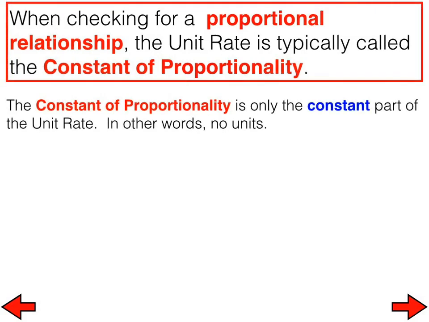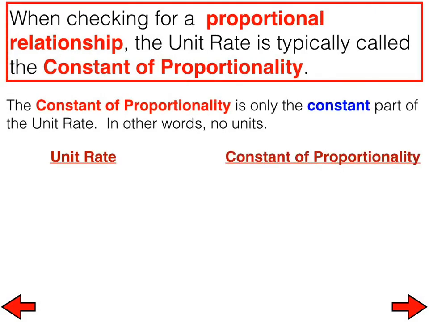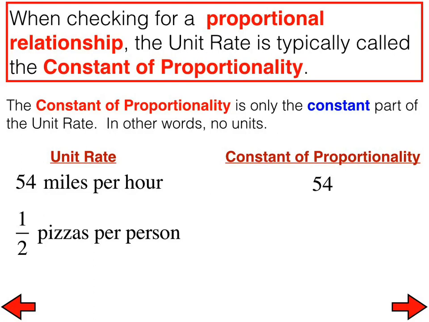So if our unit rate was 54 miles per hour, the constant of proportionality is 54. It's just the numeric part of that. And if we had another unit rate of a half pizza per person, 1/2 of a pizza per person, what would the constant of proportionality be for that? What would it be?